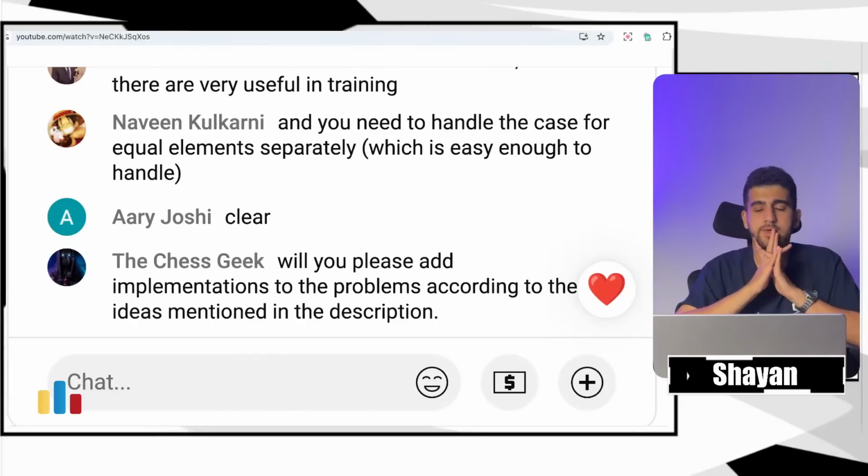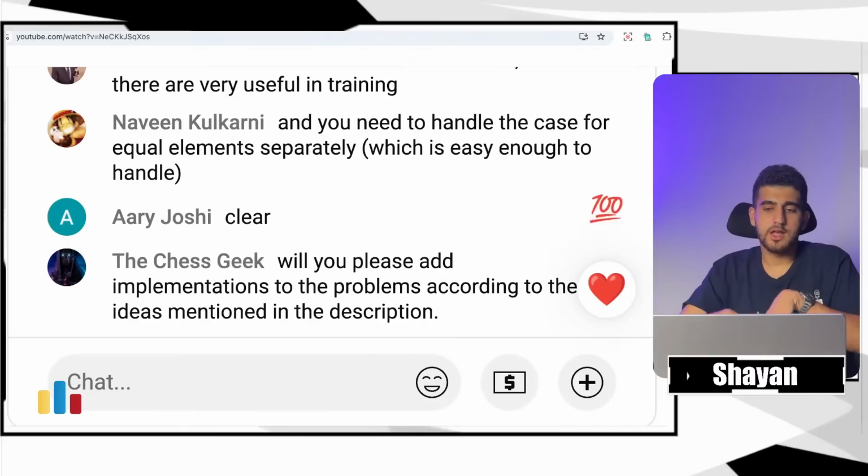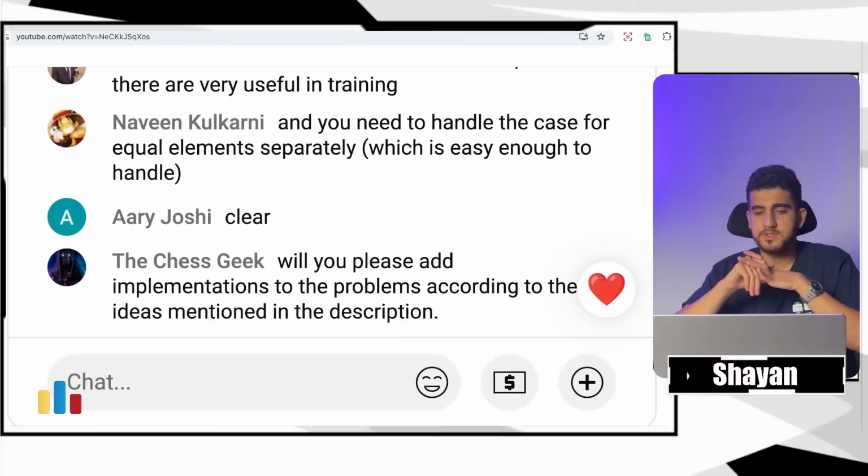I have not implemented the problems myself, but yeah, I can see if others have implemented. And if there was a code that was implemented with the same idea that I was explaining, I will add them to the descriptions.